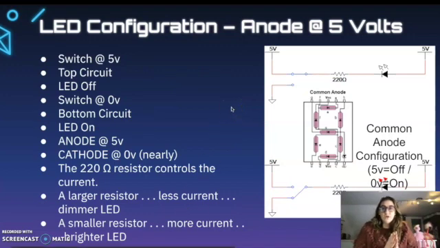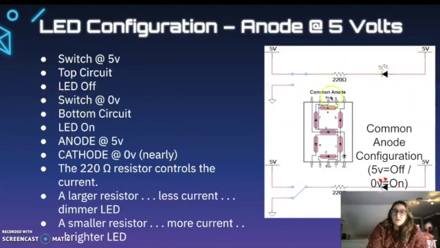This is the LED configuration with the anode at 5 volts. We have the switch at 5 volts, using a digital constant or just a 5 volt power setup with our switch. Then we have the 220 ohm resistor going into our LED, and 5 volts on the other end. When the switch is at 5 volts, which is the top circuit, the LED is off. You can see it's not firing. When we have the switch at 0, as you see on the bottom circuit, the LED is on. The anode is at 5 volts, the cathode is at 0 volts or nearly there, and the 220 ohm resistor controls the current. A larger resistor means less current, which equals a dimmer LED. A smaller resistor means more current and a brighter LED.